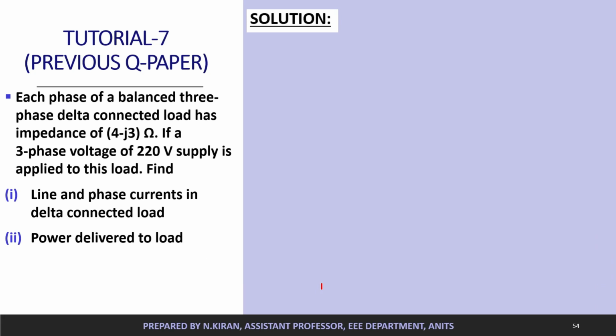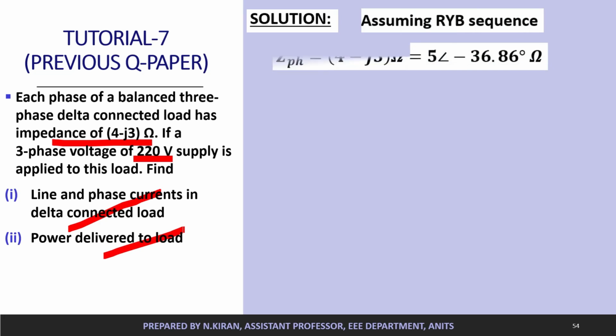The seventh sum: each phase of a balanced three-phase delta connected load has an impedance of 4 minus j3 ohms. Line voltage is given as 220. It asks us to find line and phase currents and power delivered to the load. Assuming that it is RYB phase sequence, Z phase, I'll convert it into polar form, which will give me 5 at an angle minus 36.86 ohms.